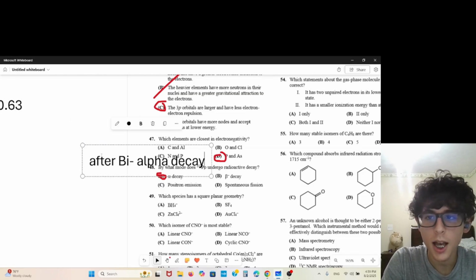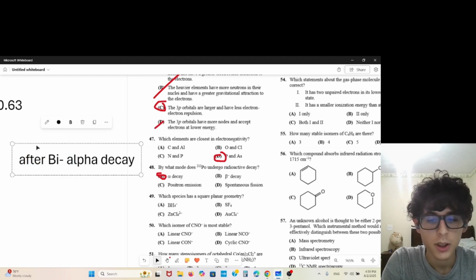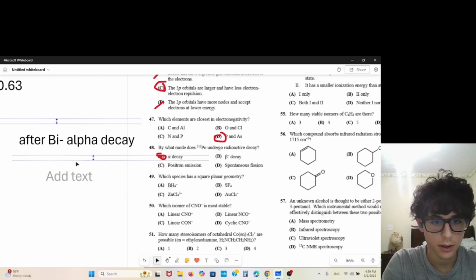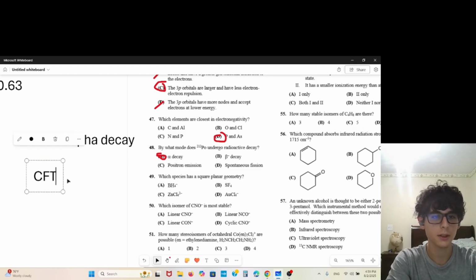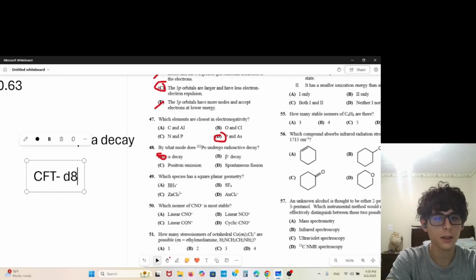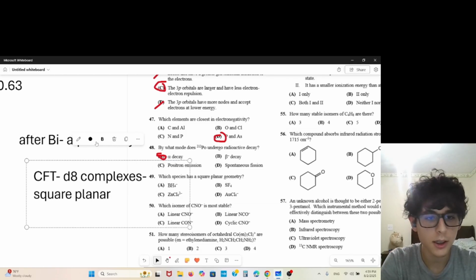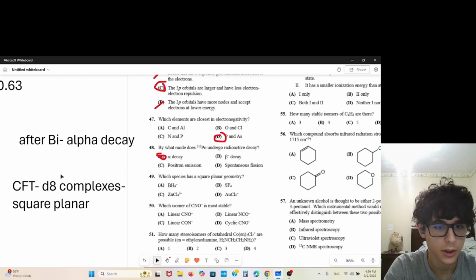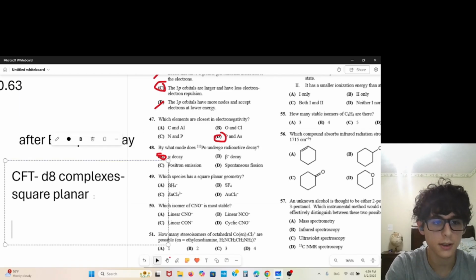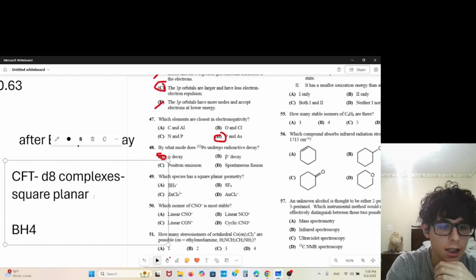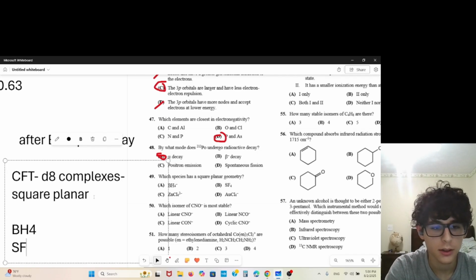Which species has a square planar geometry? Okay, this is about something called crystal field theory. Well, at least this is how I solved it. D8 complexes are square planar. So let's look at what's going on here. BH4 minus, nah, it's tetrahedral at best. SF4, I believe you're going to have a lone pair.